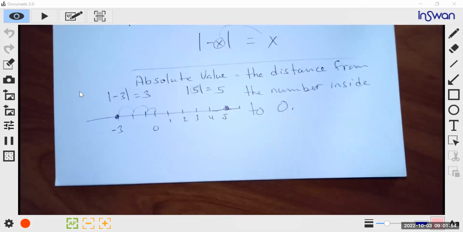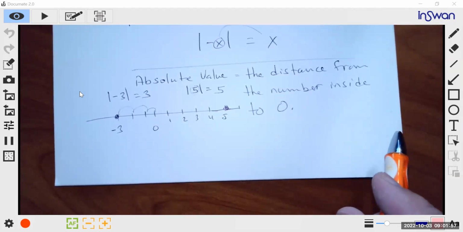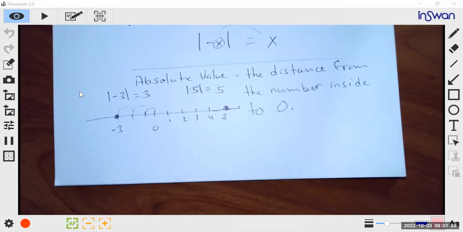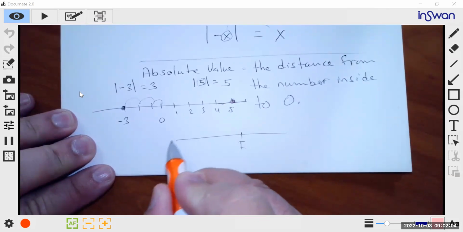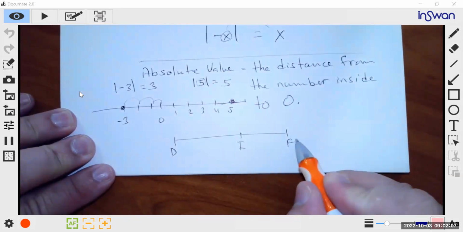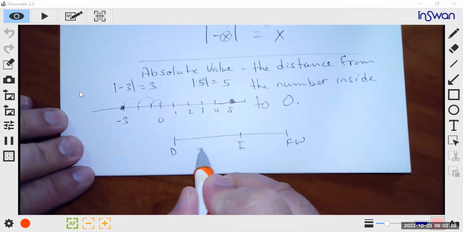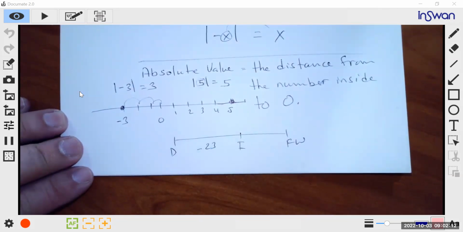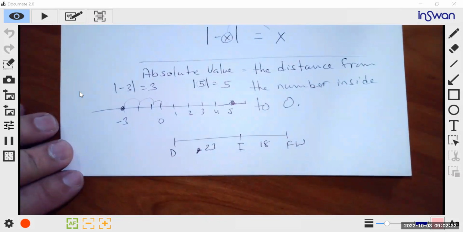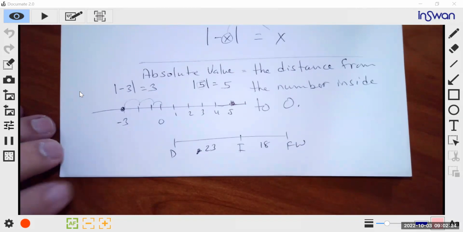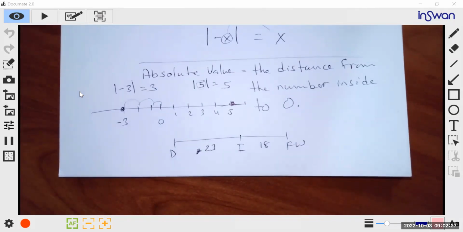No. Because if you live in Irving, you drive to Dallas or drive to Fort Worth, you don't say, okay, here's Irving, here's Dallas, and here's Fort Worth. You don't say Dallas is -23 miles away because it's to the left of Irving. No, you simply say it's 23 miles away. Fort Worth is 18 miles away. So whenever you talk about distances, you never talk about negative numbers because you cannot have a negative distance.